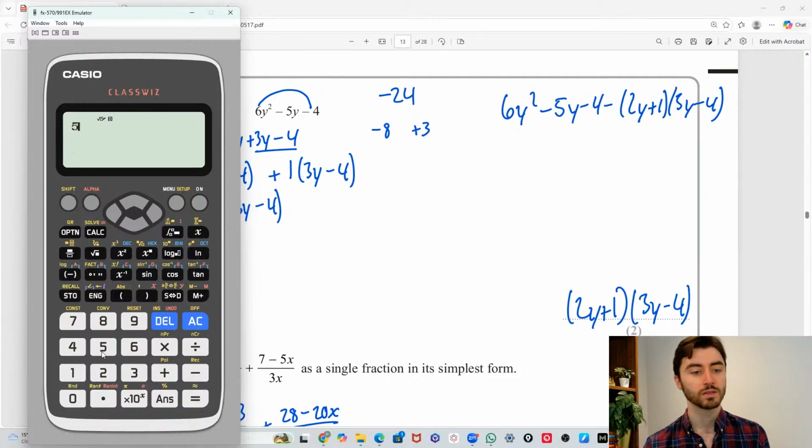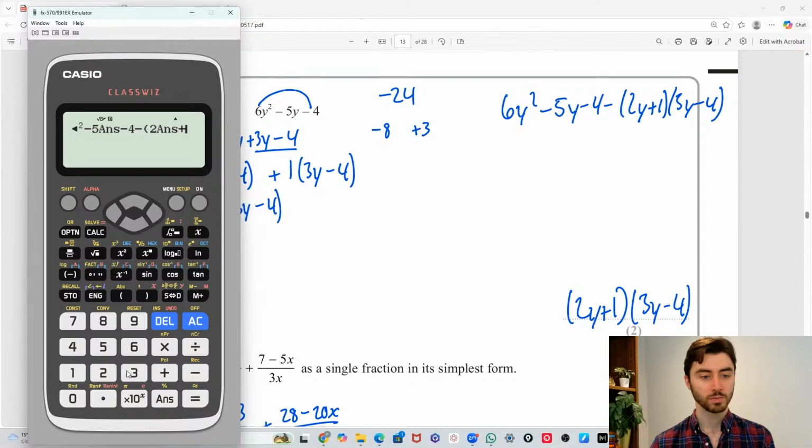So here, for instance, 51.67 equals that. And if I say 6 answer squared minus 5 answer minus 4 minus 2 answer plus 1, 3 answer minus 4, I get a clean 0, so I know that's correct.